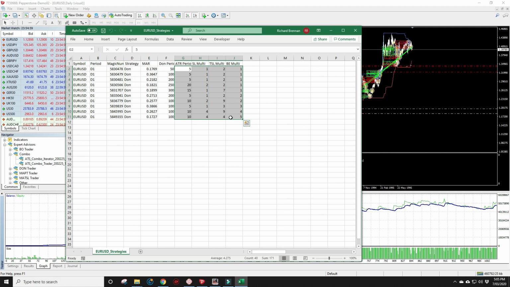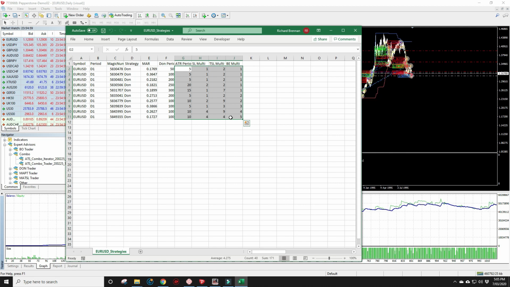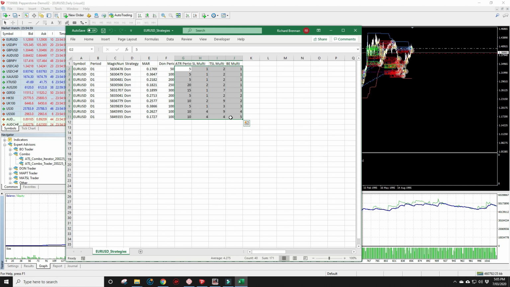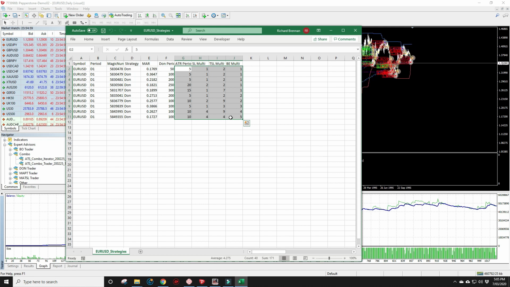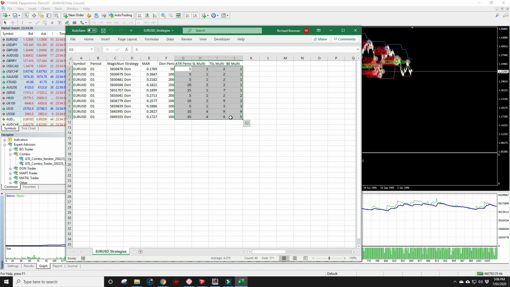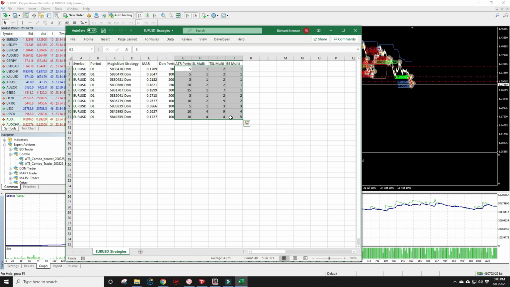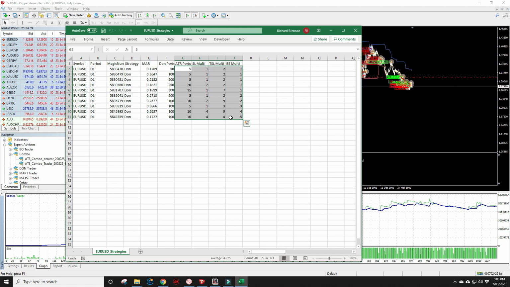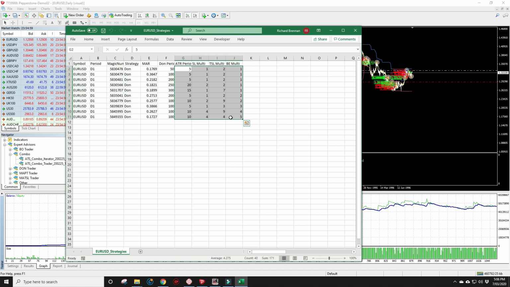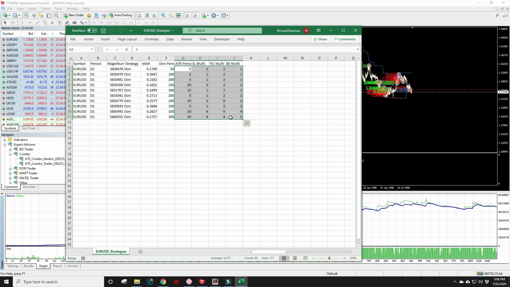So when we talk about risk-adjusted returns, we're not talking about which has produced the best profits or which has produced the lowest drawdown. We are looking at which have produced the best risk-adjusted returns, so which have produced the best return-to-risk relationship. And the way we do that is by using the MAR ratio.